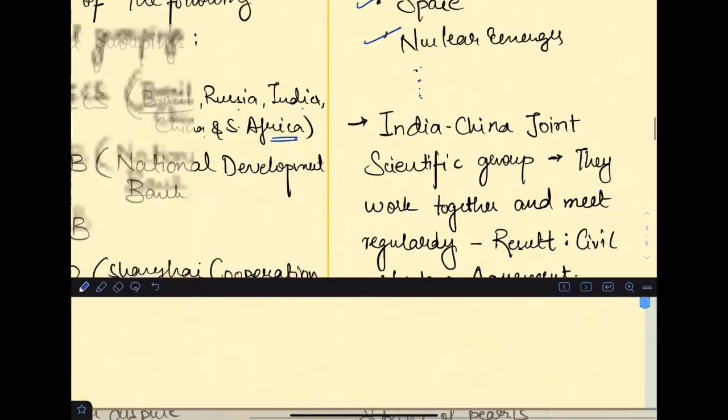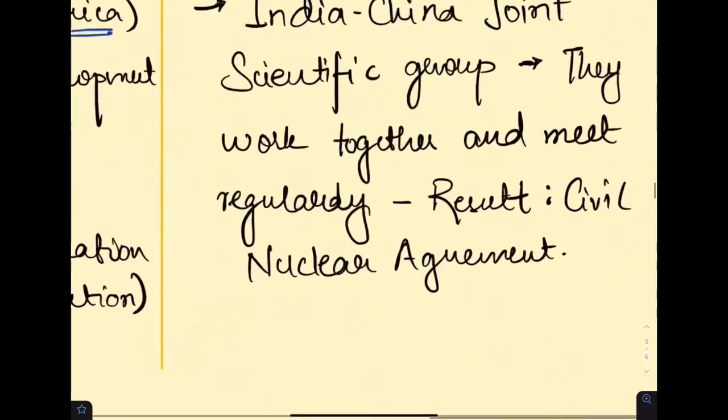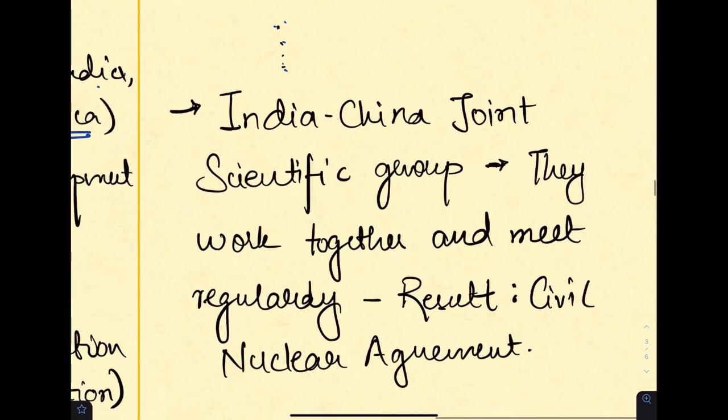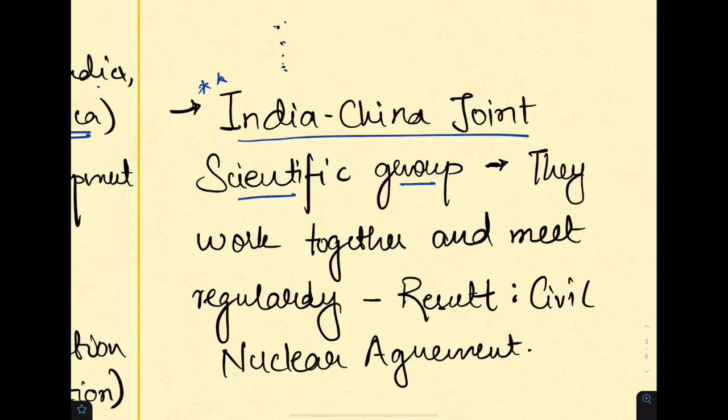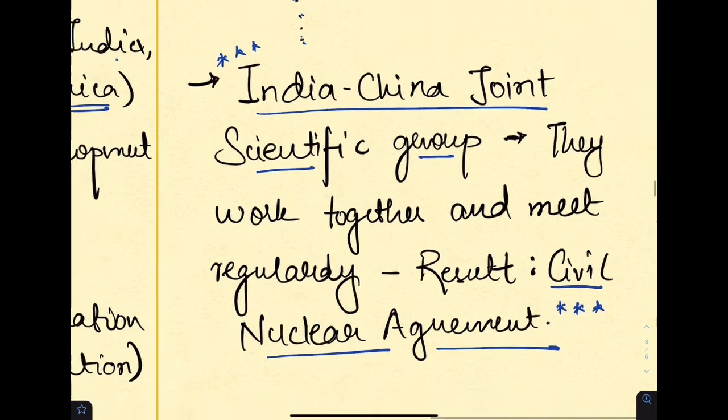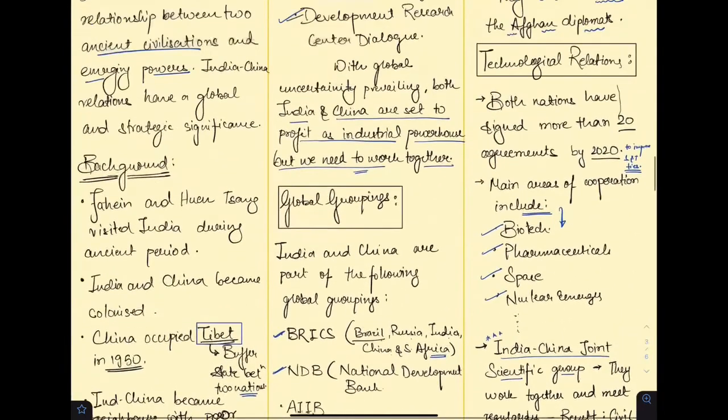The last point in your technological ties would be your India-China Joint Scientific Group. Now this is an important one. They work together regularly, this group meets regularly, and as a result of which a civil nuclear agreement was signed. Okay, that is why it becomes important. So that was about your technological ties.